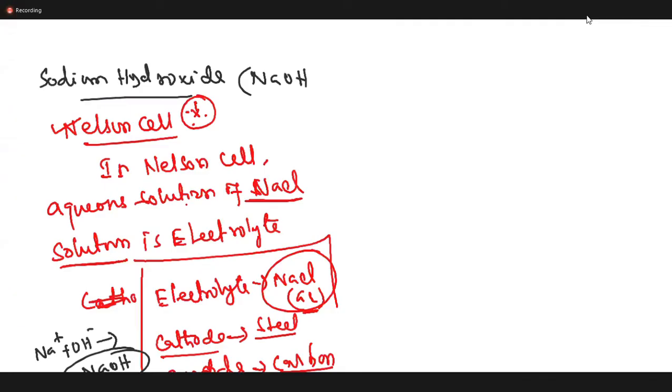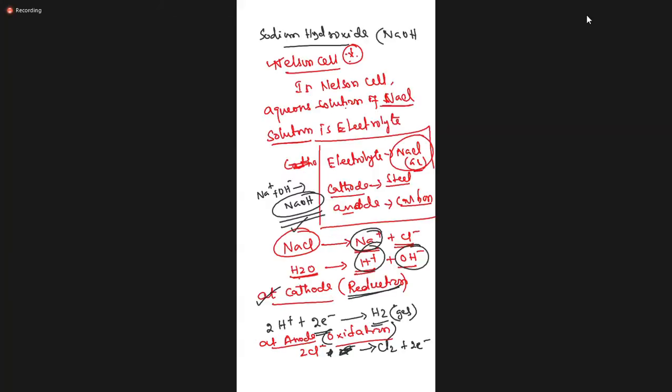What type of questions can they ask in the Nelson cell? What is the anode product? What is the cathode product? At the anode, what type of product will form? Chlorine gas will be liberated. At the cathode, what type of gas will be liberated? Hydrogen gas will be liberated. So this is about sodium hydroxide preparation, the Nelson cell process.